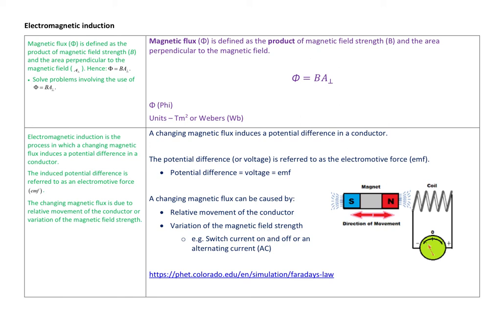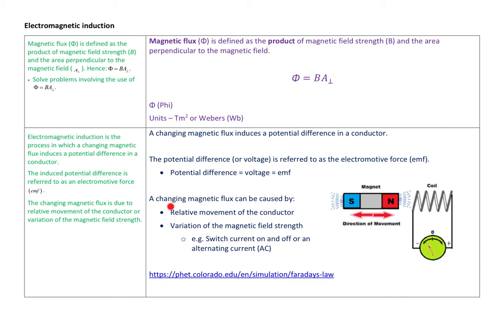Now, a little bit about terminology. Potential difference we also call voltage, so voltage is the same as the potential difference. And it's also referred to as the electromotive force, or the EMF. So when you see the terms potential difference or voltage or EMF, they all mean the same thing. Don't let it confuse you too much. We just tend to talk about EMF when we are talking about electromagnetic induction.